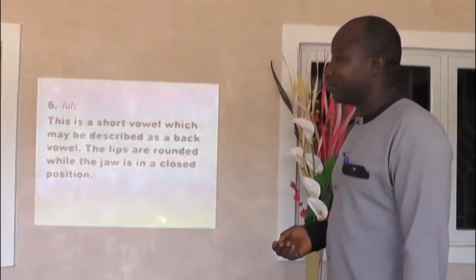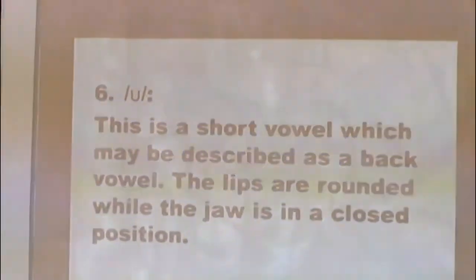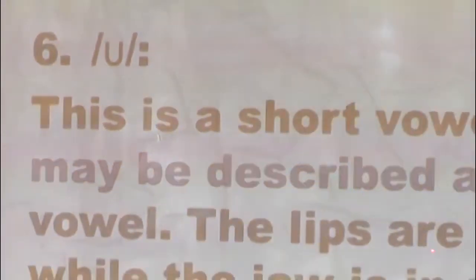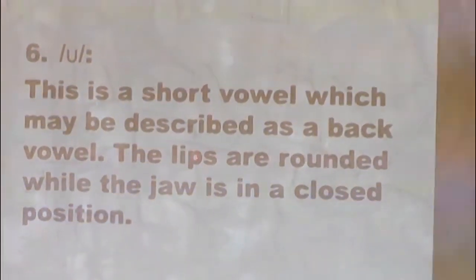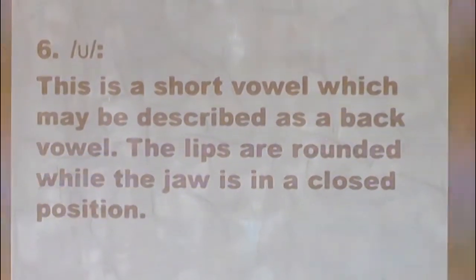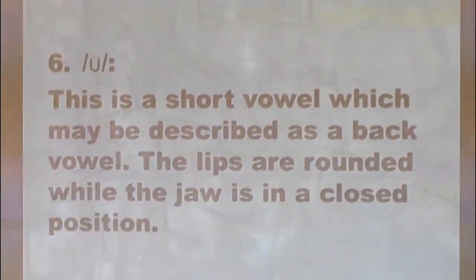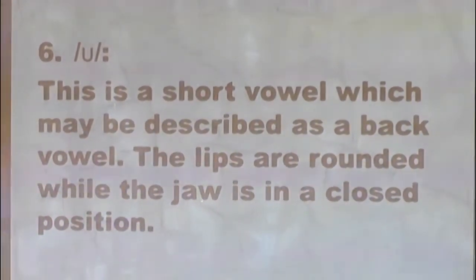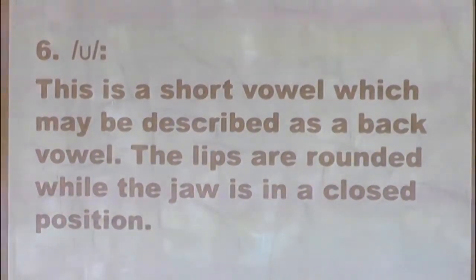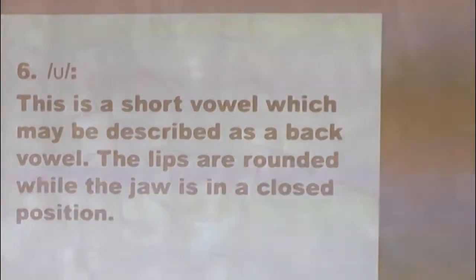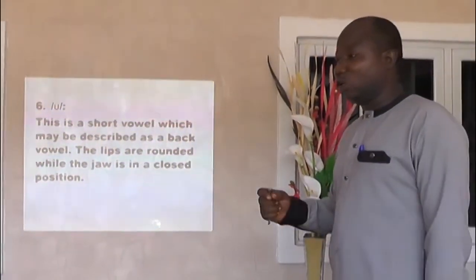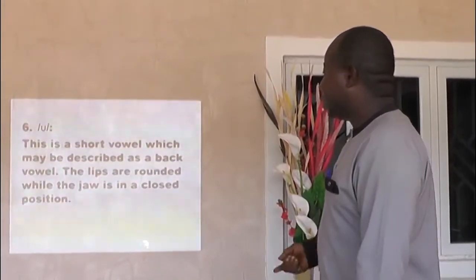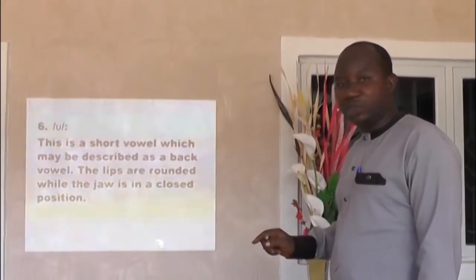This is sound 6 and it's pronounced as oo. It's a short vowel sound. This short vowel, which some people may describe as a back vowel, has the lips rounded, while the jaw is in a closed position. That is, your jaw is in a closed position, but your lips must be rounded.